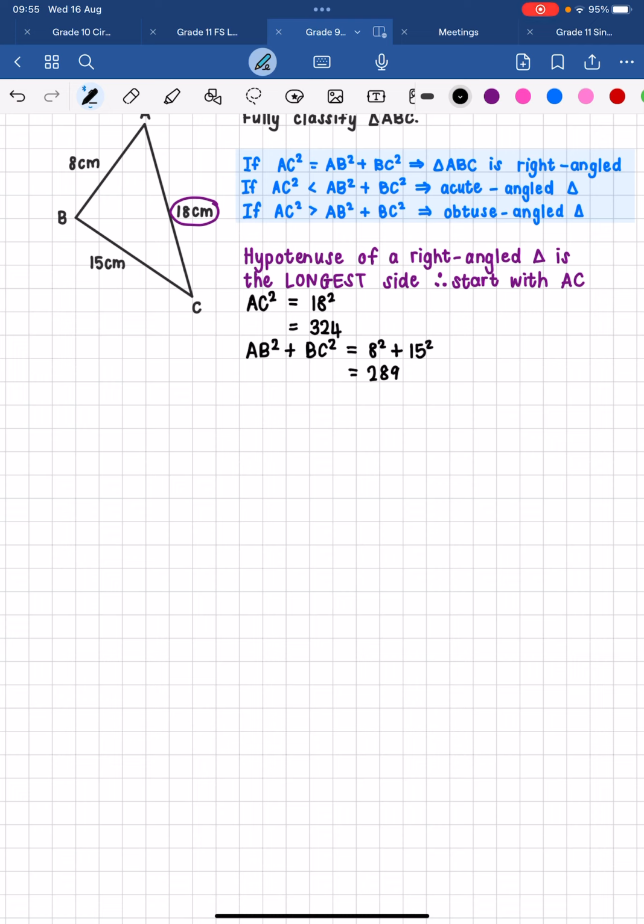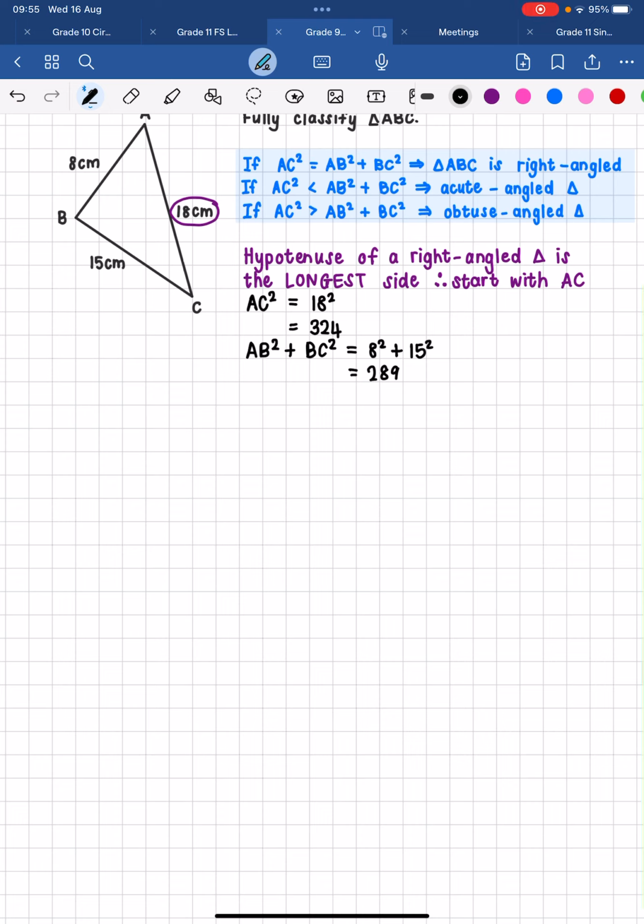So can it be a right angle triangle? No. If it was a right angle triangle, then Pythagoras would work, right? Then the longest side squared would be equal to the sum of the other two sides squared. No, not when you're squaring them. Okay, so you're not going to put any units there.